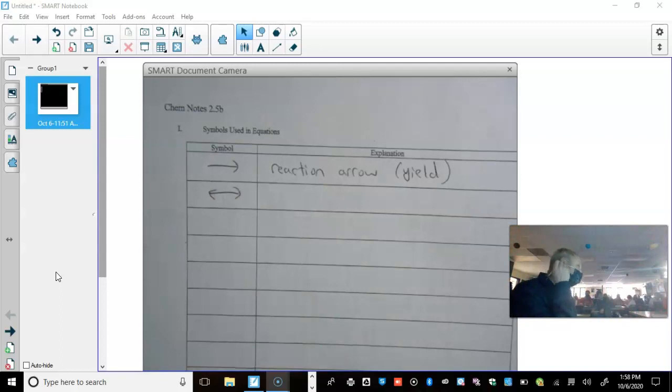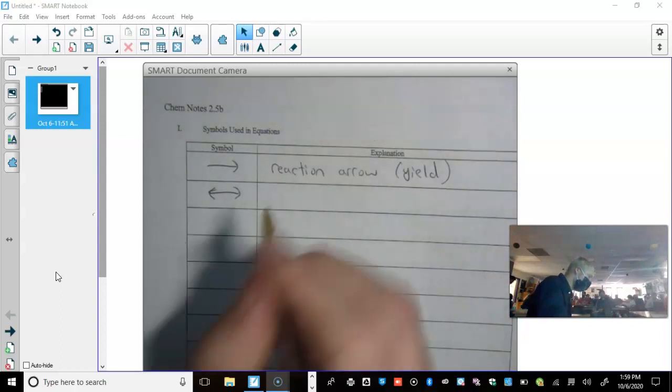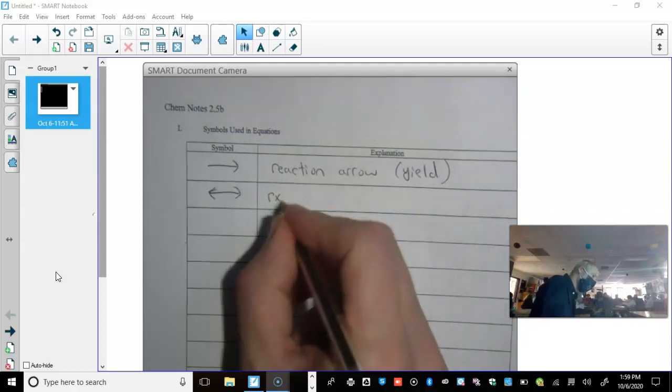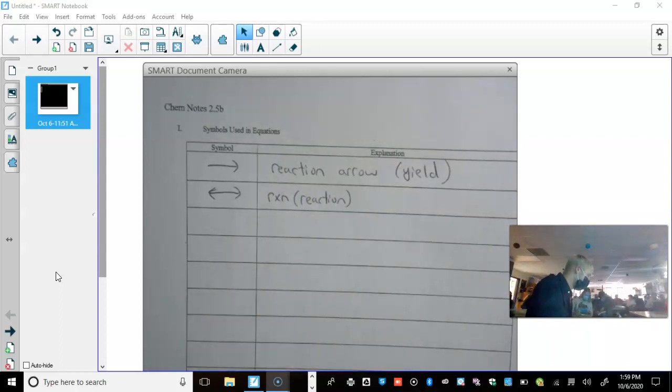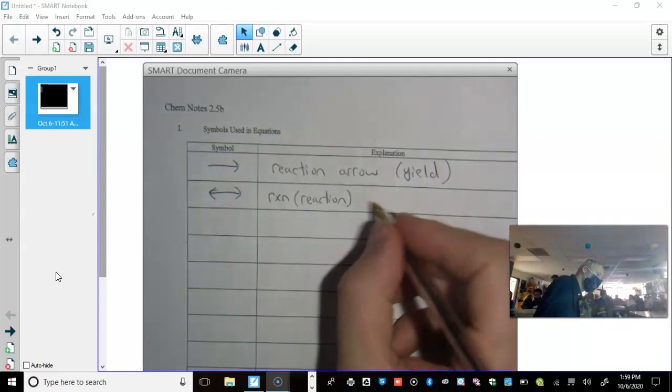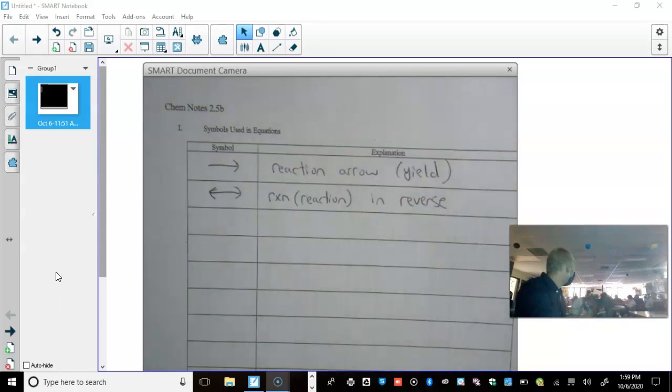First one, reaction arrow. It separates the reactants from the products. So reactants are what you start with, products are what you end with. And it also means yield, to produce. So, what happens if you have a double arrow? That means reversible reaction. So reversible means it can go both ways. The reactants can form the products, and the products can turn back into the reactants.